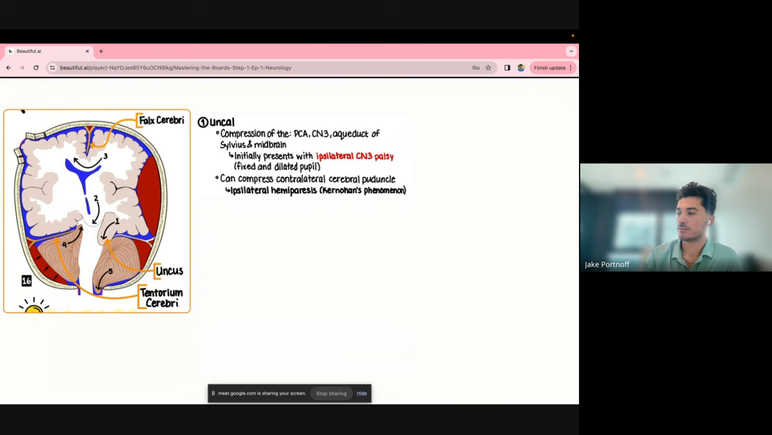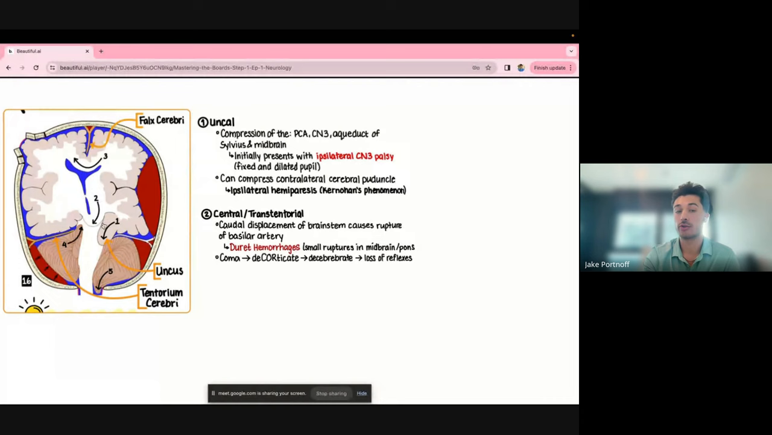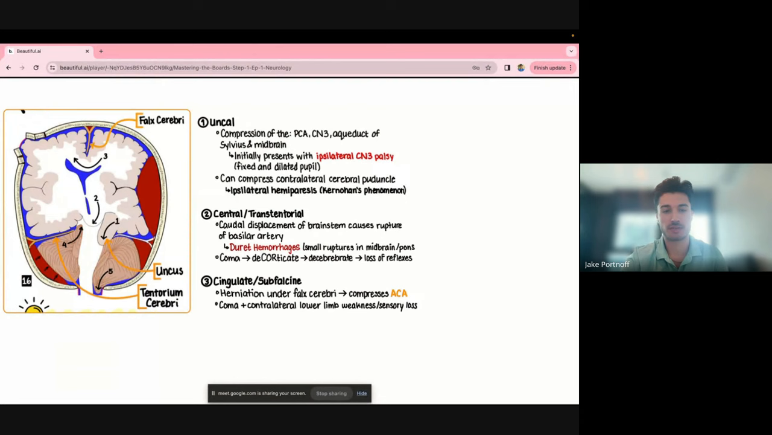Okay, what do I see here? Okay, really good, guys. So yeah, this is our central transtentorial, caudal displacement through our diencephalon. This is classic in our Duret hemorrhages, which are those small ruptures in the midbrain and pons. And look out, guys, for decorticate posturing, okay? Decorticate, just remember that all of the limbs are flexed to the core, okay? Look out for that.